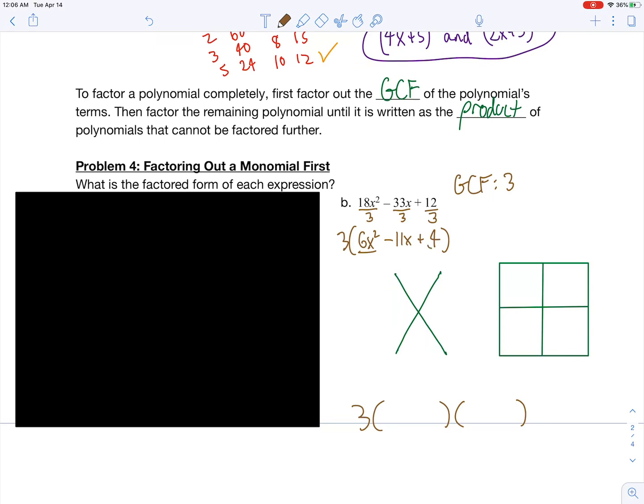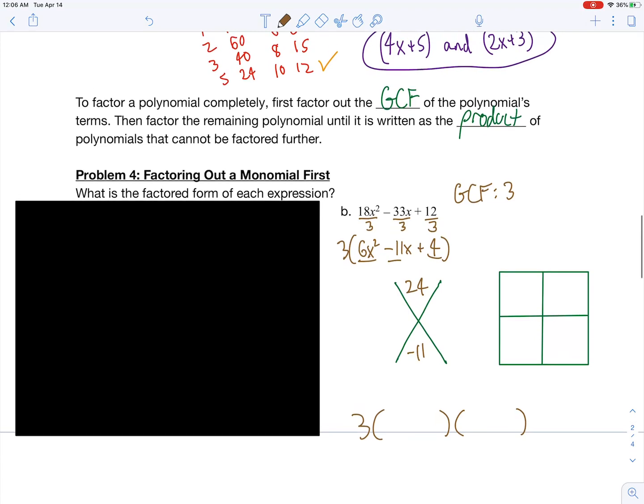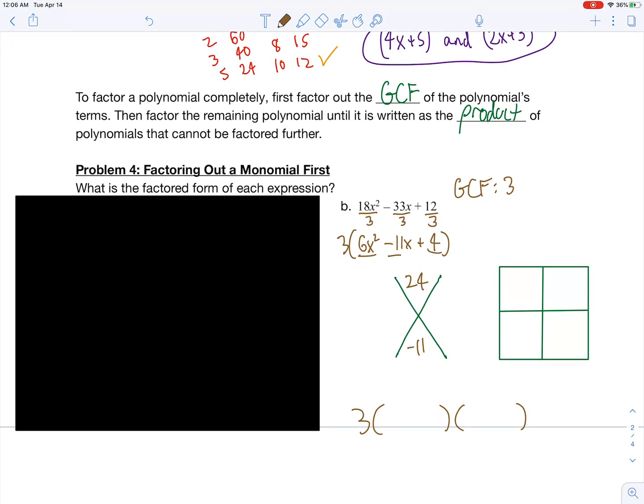I take the first and the last numbers, multiply those together to get 24. If I take that middle term, which was negative 11 as a coefficient, what I should have done is start with my box, 6x squared and 4. That's not going to change because that was just our first and our last term, now that it's nice and simplified.